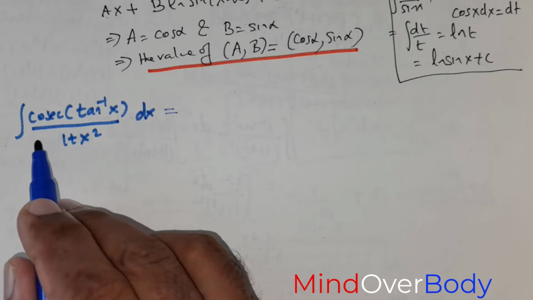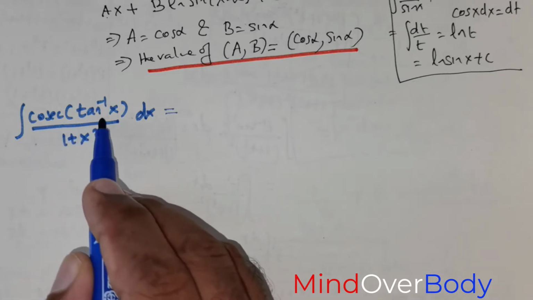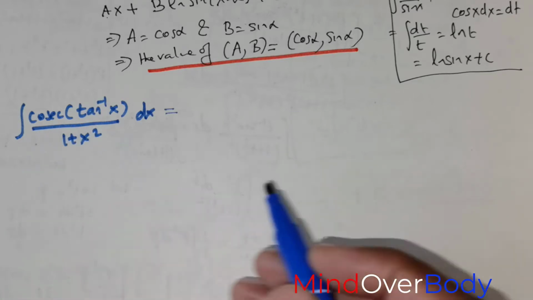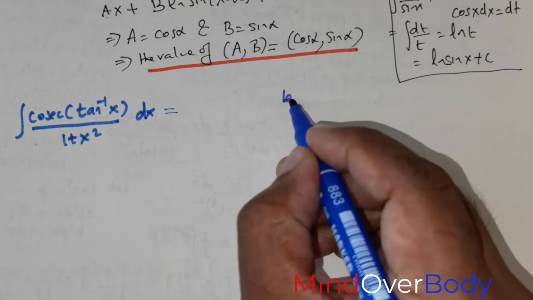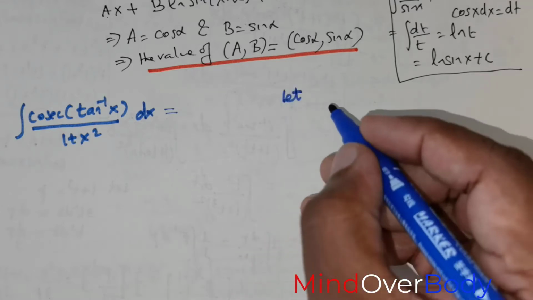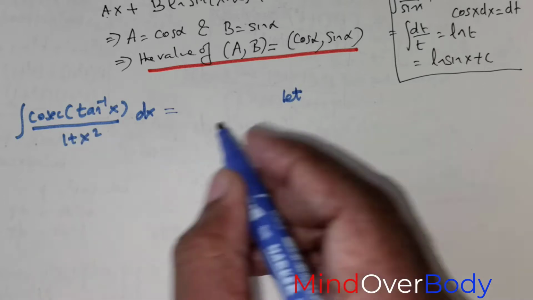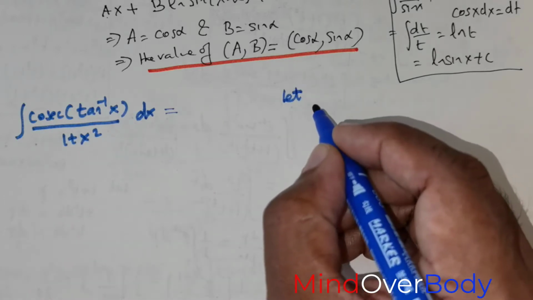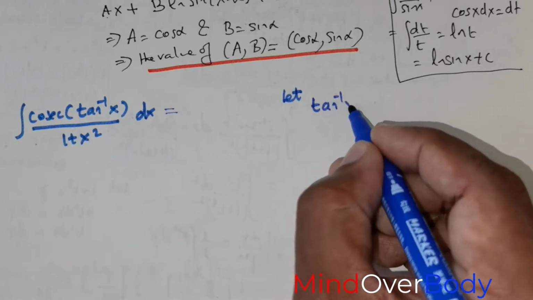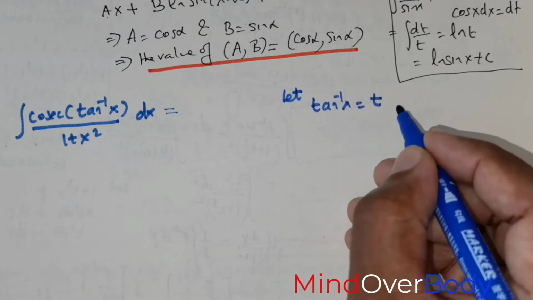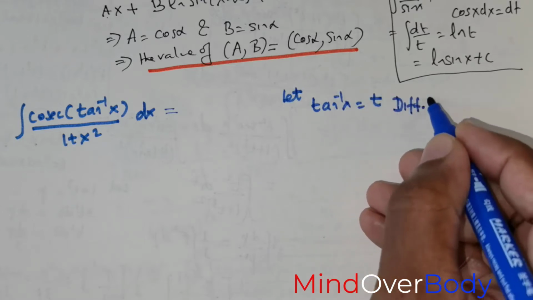We are expected to integrate the integral of cosecant of tan inverse of x over 1 plus x squared dx. I'm solving this by the substitution technique. So let tan inverse of x be equal to t. Now we will be differentiating both sides.